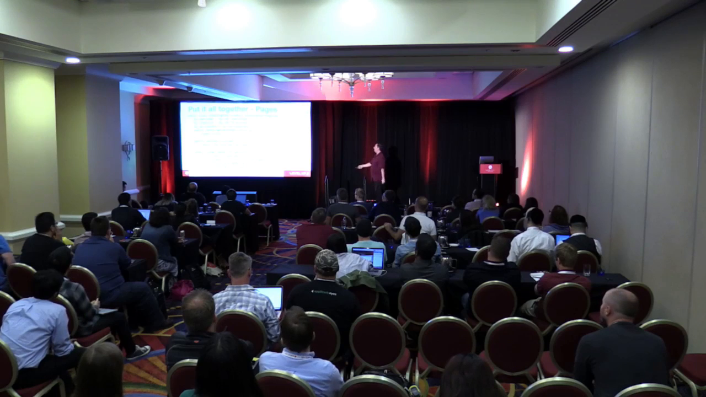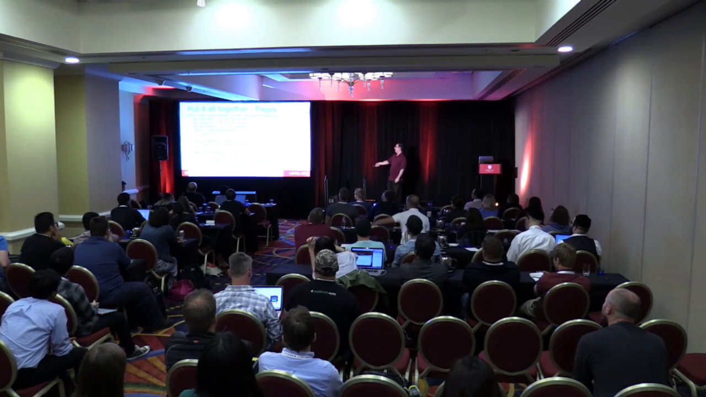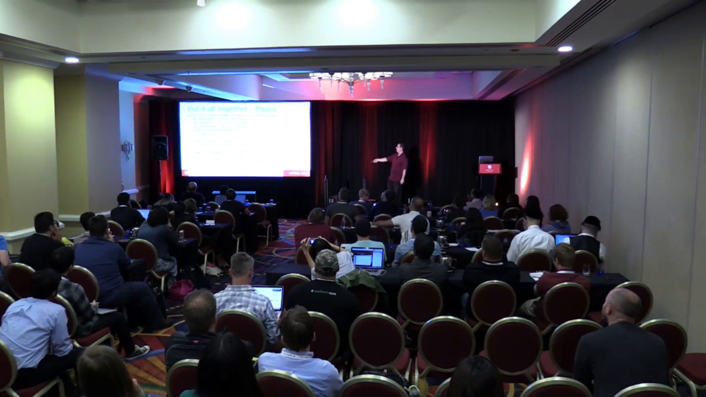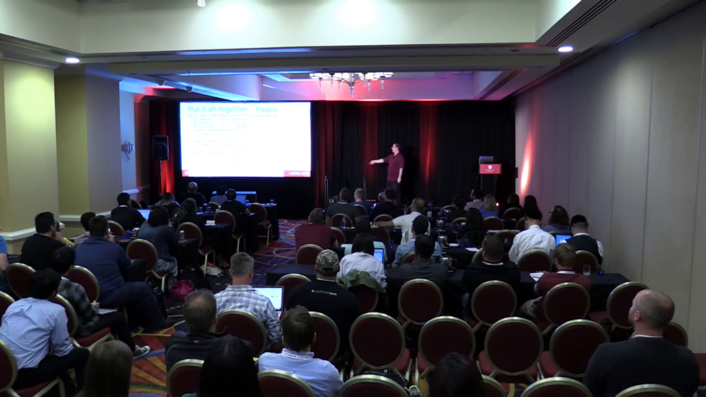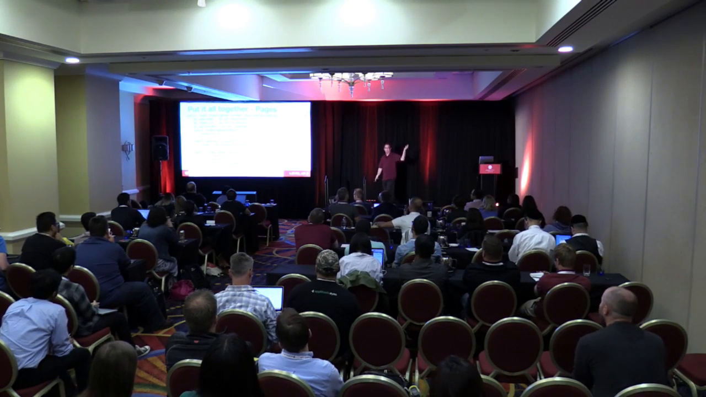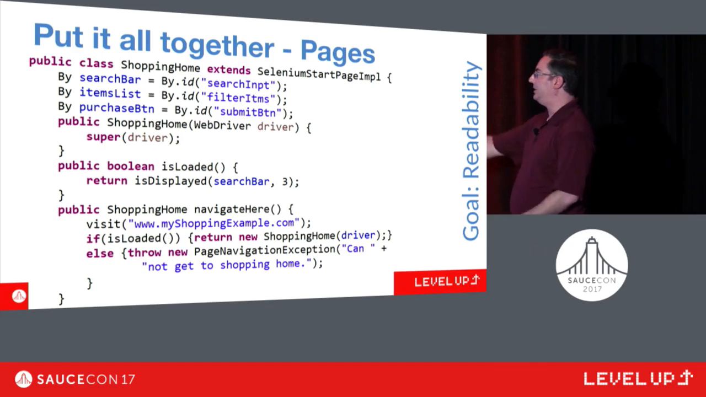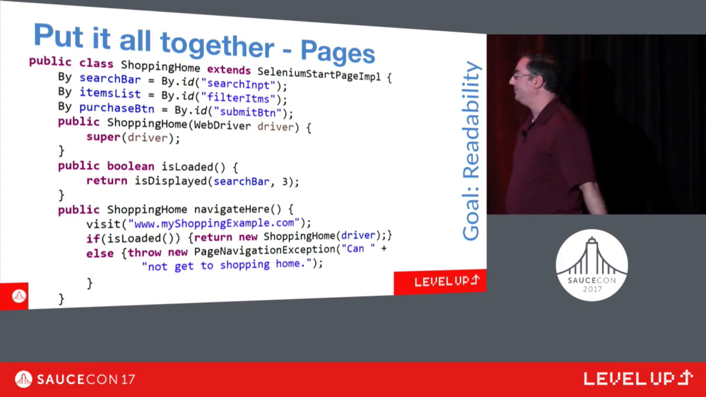And then the last thing that we're going to do with this navigate here method is basically check, hey, is this thing loaded? If it is, we can return a new instance. If it's not, after we've tried to visit the URL, and if the search bar isn't loaded within 3 seconds, then throw some page navigation exception, throwing some screenshot and some nice lovely error messages to say, we were expecting to be on our shopping homepage, but we're not. And here's what was loaded instead.